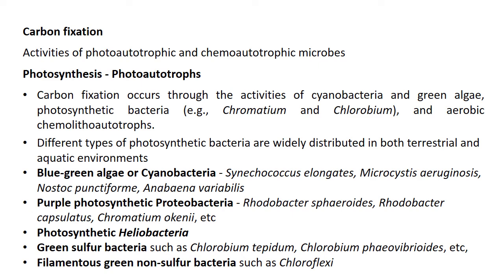There are different types of photosynthetic bacteria that are widely distributed in both terrestrial and aquatic environments. In these habitats, these photosynthetic bacteria act as primary producers and they have a crucial role in the food chain. Some examples of these photosynthetic bacteria are blue-green algae or cyanobacteria, purple photosynthetic proteobacteria, photosynthetic heliobacteria, green sulfur bacteria, and filamentous green non-sulfur bacteria.